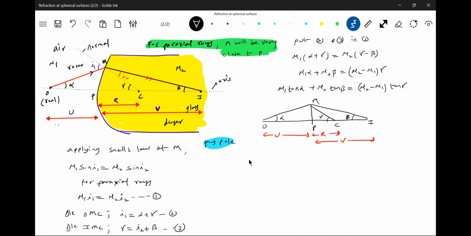Substituting this, from the triangle, what is the tan alpha? Tan alpha, you can write it as PM by PO. Tan beta as PM by PI. Tan gamma as PM by PC. Then anything directed towards the right, I'll take it positive.